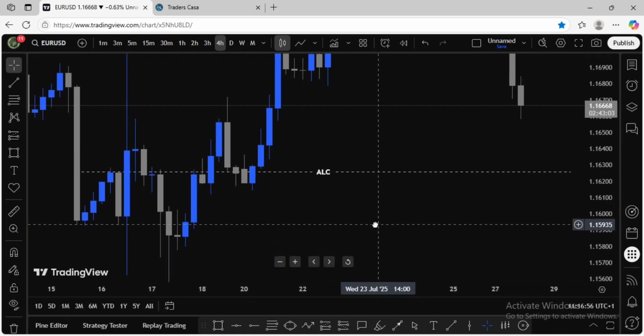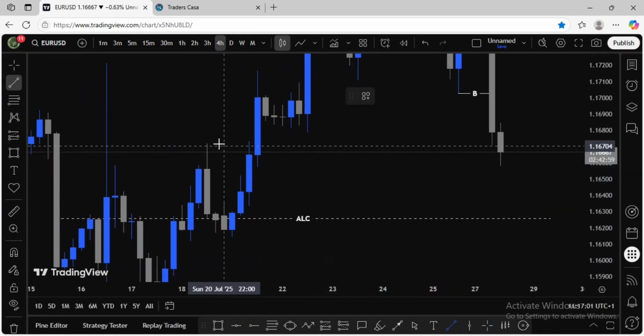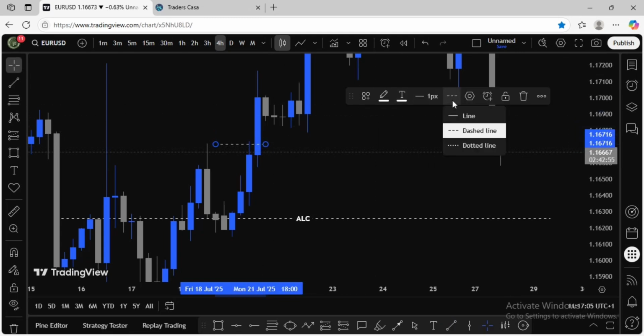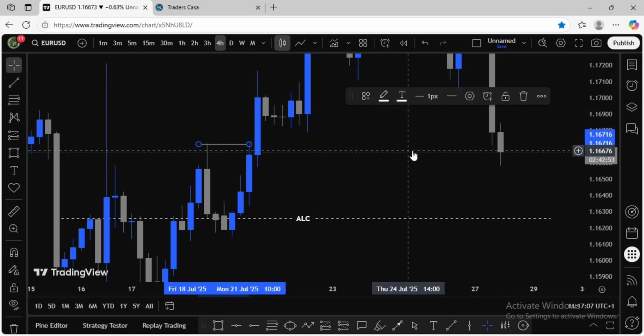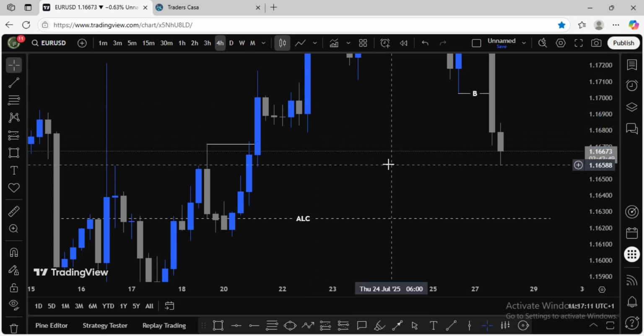There is a demand zone at that place, and look, there's a break of structure also. So we have a structure break at that particular place. Need to change it to line. Then let me break. Look at it above.